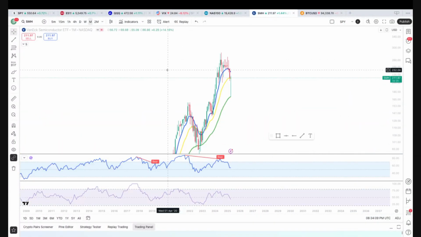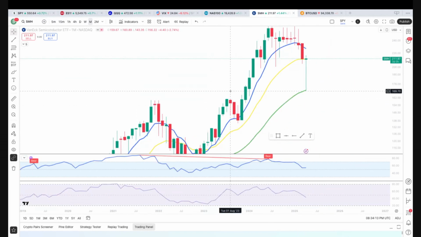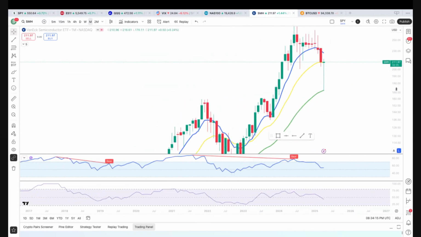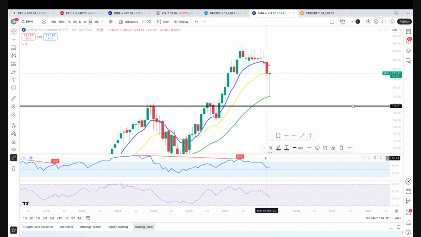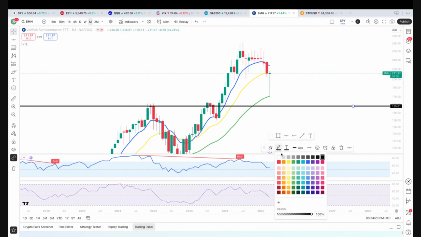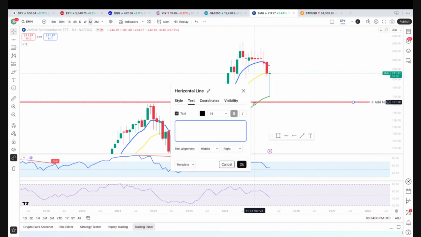All right, let's go to SMH. So SMH, the ETF for the semiconductors. Top holding is NVIDIA. I think TSM as well. This one didn't come down as low as some of these other ones did. 160 is the level for SMH for this breakout.